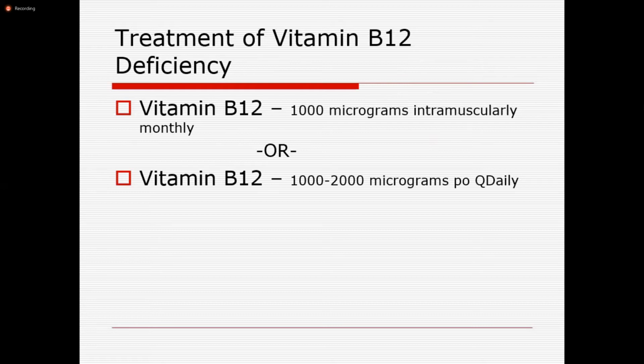How to replace: 1,000 micrograms intramuscularly monthly, unless the patient has severe thrombocytopenia or any bleeding disorders. In that case, you may replace with IV. Otherwise, the recommendation is intramuscular, 1,000 micrograms per day, or 1,000 to 2,000 micrograms orally daily, if there are no GI-related issues, especially ileal disease, because the site of absorption for B12 is the ileum. Next, please.